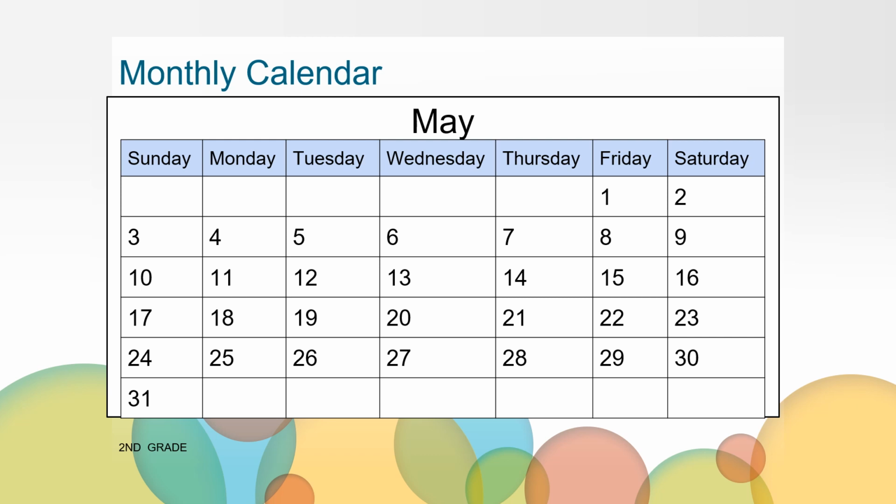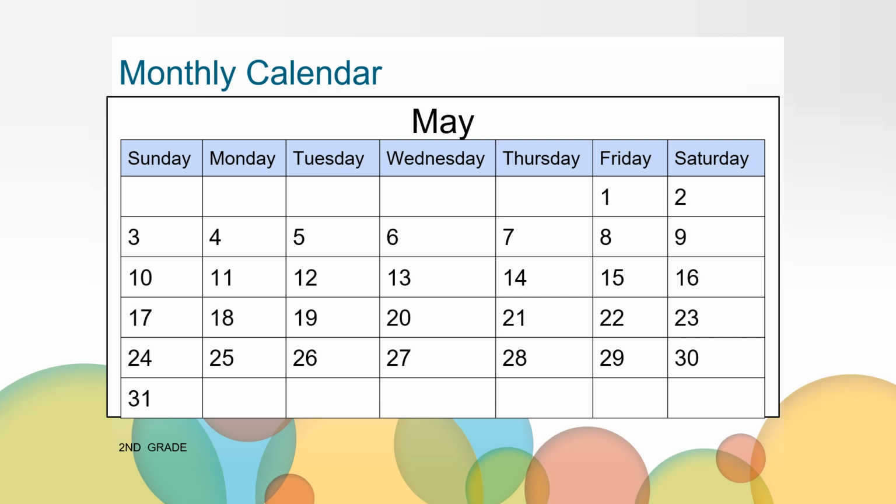Let's see if you can answer some of my calendar questions. If you have a May calendar at home, you can use that to help you. What day of the week is the first day of May? May 1st is on a Friday. How many days are there in May? There are 31 days in the month of May.